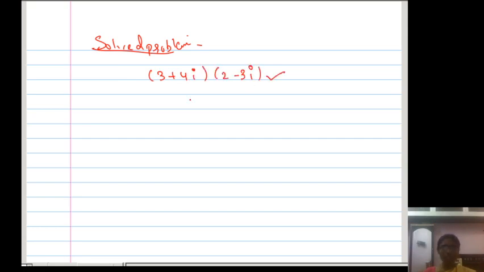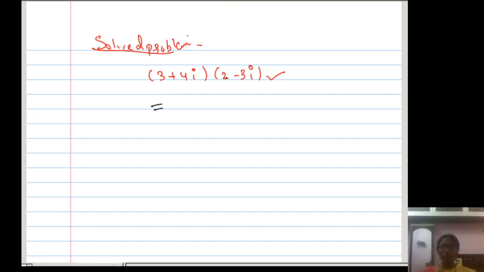First simplify this. While you are finding the conjugate, first simplify the given complex number. You can do the product first, or, according to the property, you can do it individually, like alpha beta. Both are the same.